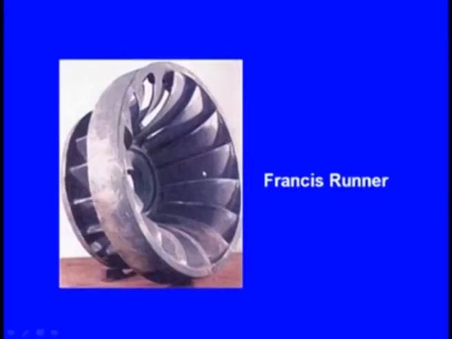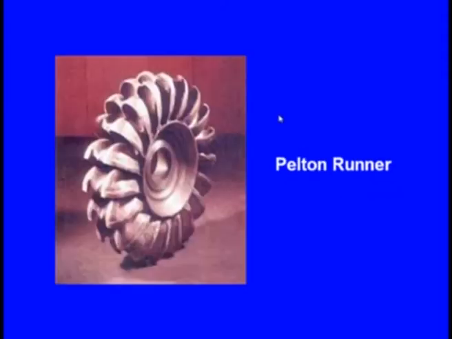Now these are the turbines and blades. Let us see the applications in the turbines and the blades. This is the Francis runner, very important. This is manufactured by metal casting. This is the Pelton runner, which is very important. Again, this is manufactured by metal casting.